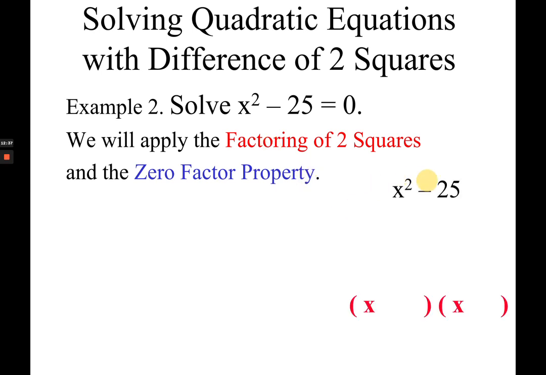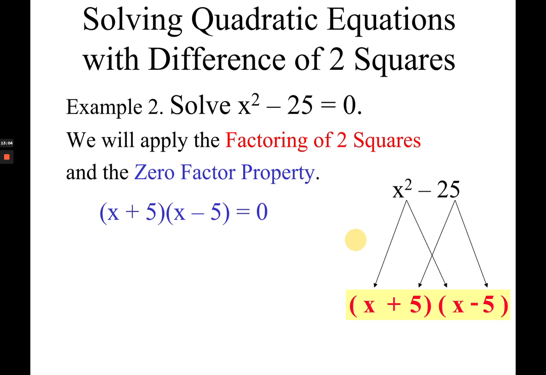Since it's a difference of two squares, we factor x squared into x times x, and then 25 is actually a perfect square. You have 5 times 5, and then you fill it up with plus and minus. You don't repeat the same sign because it's not going to be a difference of two squares. If we multiply it back, it does not give you that. We make sure one is plus, the other is minus, and we now have the equation in factored form.